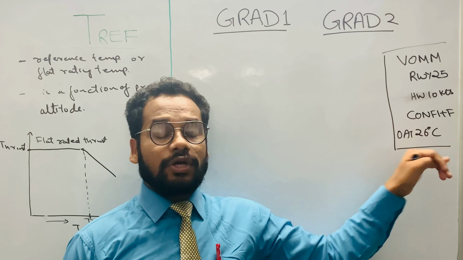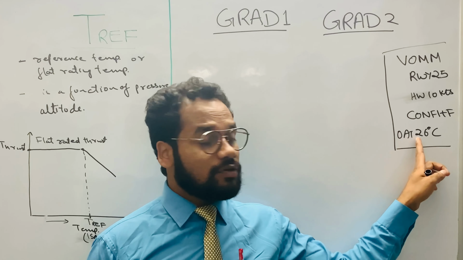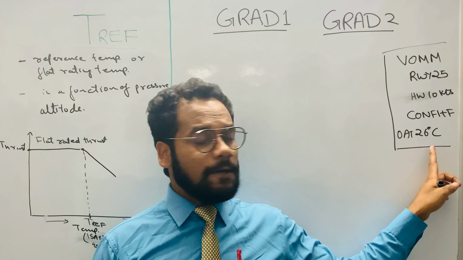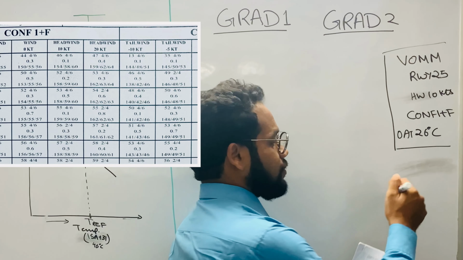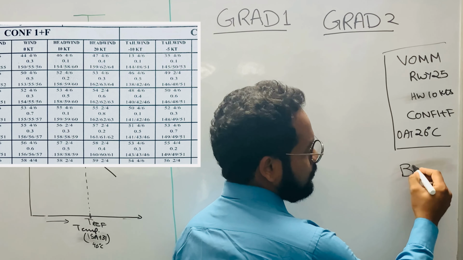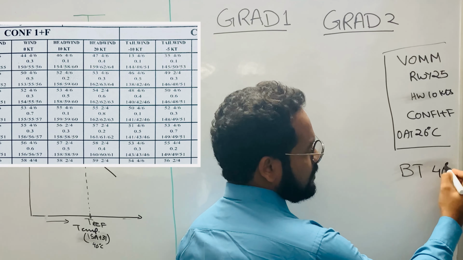So in the chart, which you can see here, the Chennai chart, there is no box showing a temperature of 26 degrees Celsius. In the 10 knot headwind column, you can see that the box temperature is 46 degrees Celsius. So I'm writing here box temperature. It is also kind of OAT. It is 46 degrees Celsius. So this is the lowest temperature which is available on this chart.